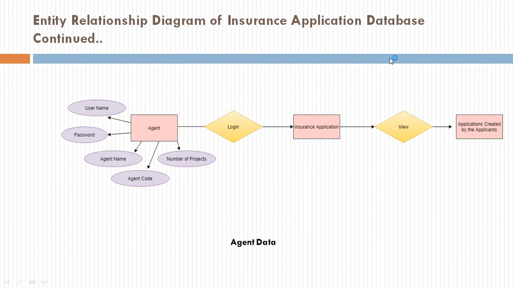So next, it goes to the agent department, not admin. The agent will view all the details filled in by the applicant in the insurance application by using his username and password. So he can view and check whether the applicant has filled in the information correctly, and whether he has applied for the insurance or not.